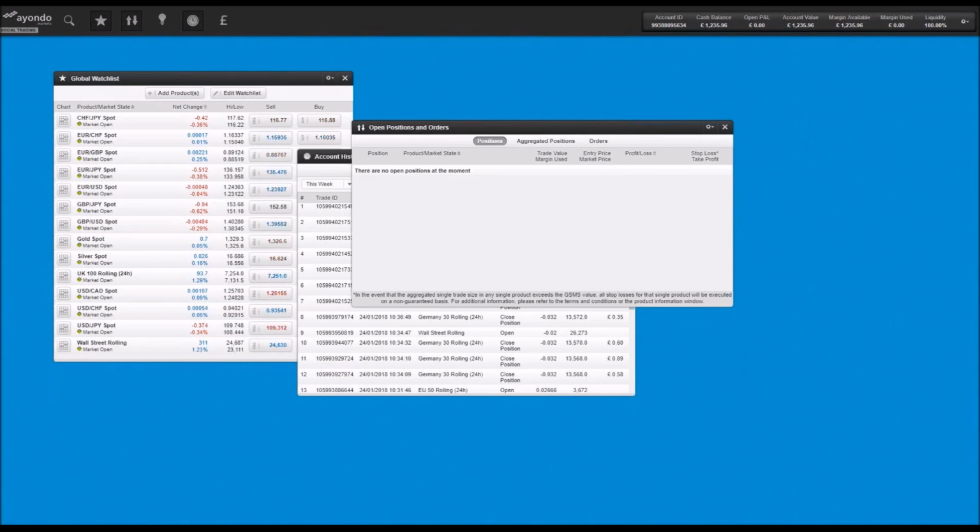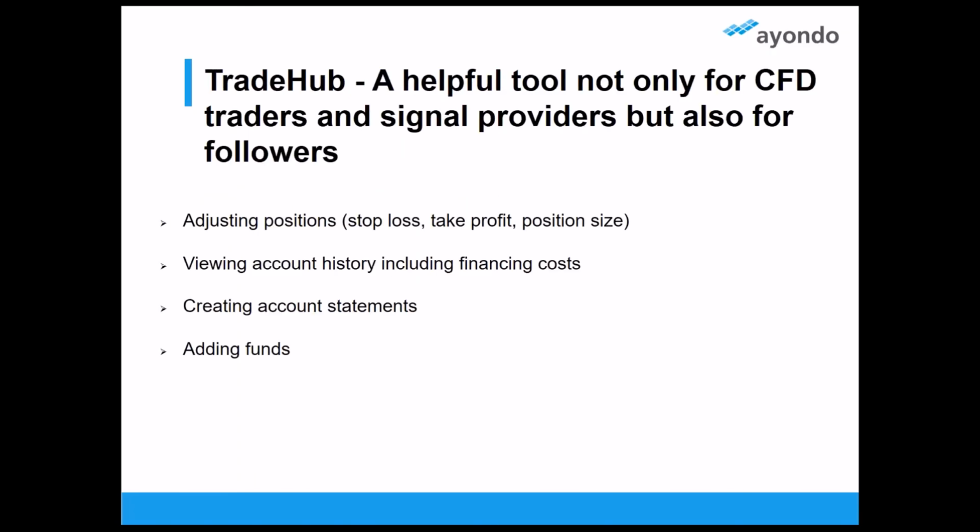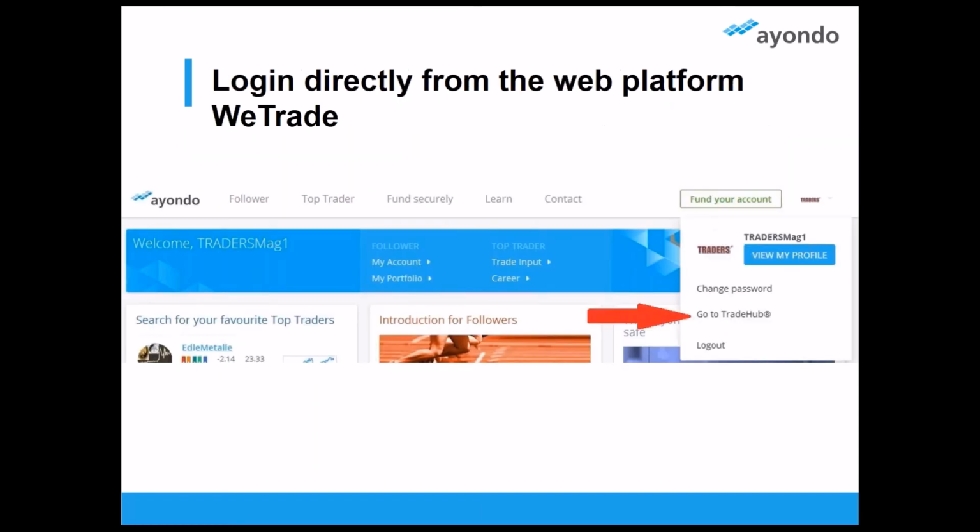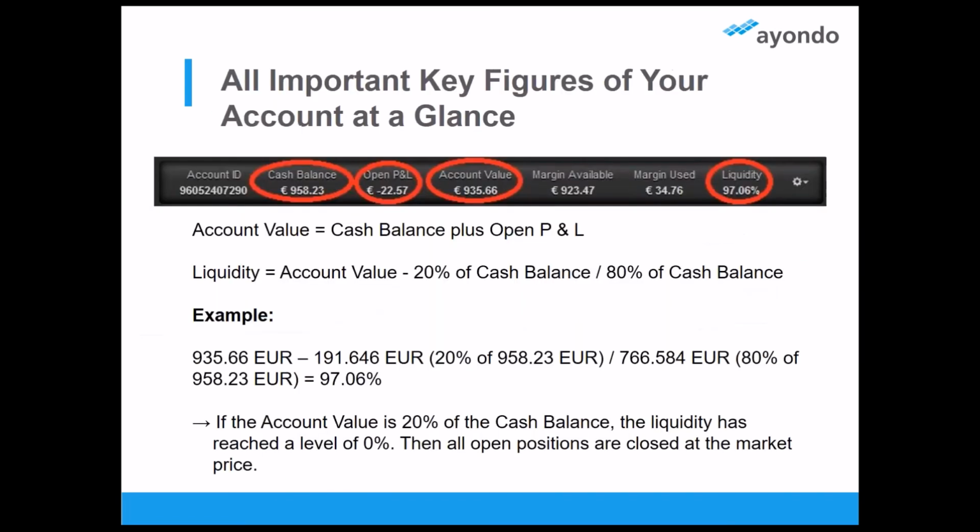So from Trade Hub, just to do a quick recap, you can adjust your positions if you want to. You can view account history, including financing costs, because of course we're trading using leverage here. There's a small financing cost every night. You can run account statements. You can add money into the account, all that sort of stuff. You can log in as we did. You get to see the usual key figures, if you've used a trading account at all before: how much cash you've got, what's your P&L, what does that make your account value, how much free margin do you have, all that sort of thing.